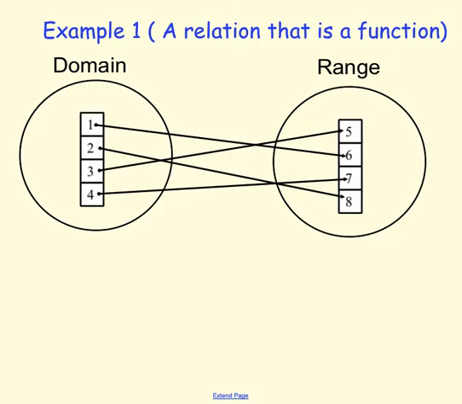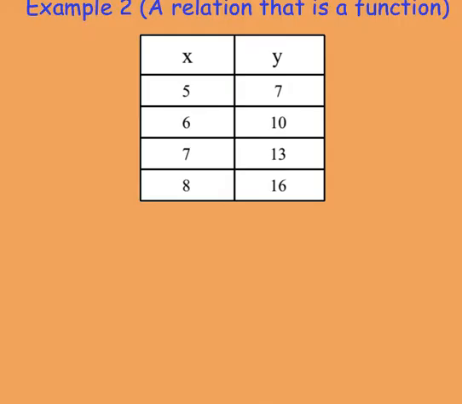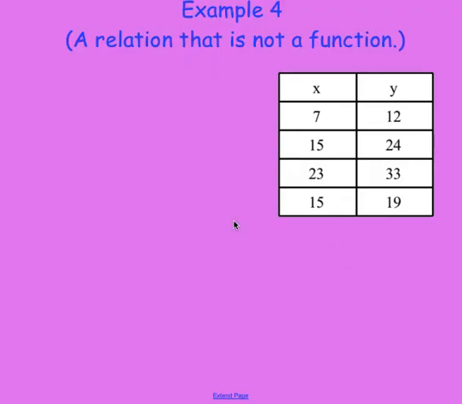How can we tell if a relation is a function? Well, in this example, as you can see, there's only one domain value for each range. So that is, yes, a function. Example 2, we only have one domain value for each range value here. And for this one, this is a relation that is not a function because we have two 15s in our domain and they both have different outputs or different y values. So this relation would not be a function.